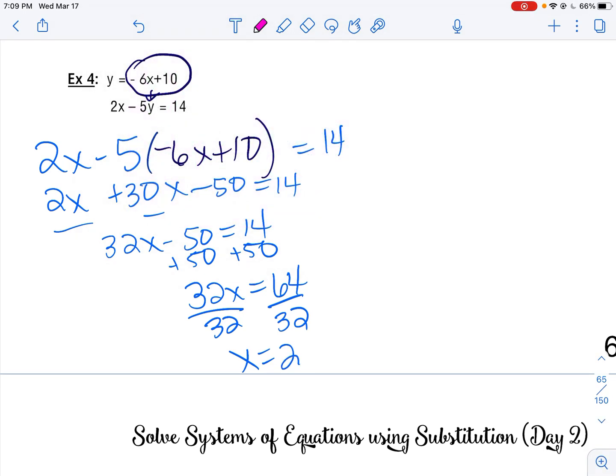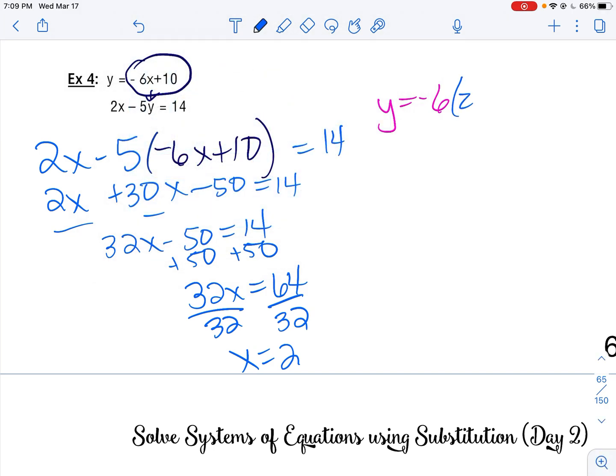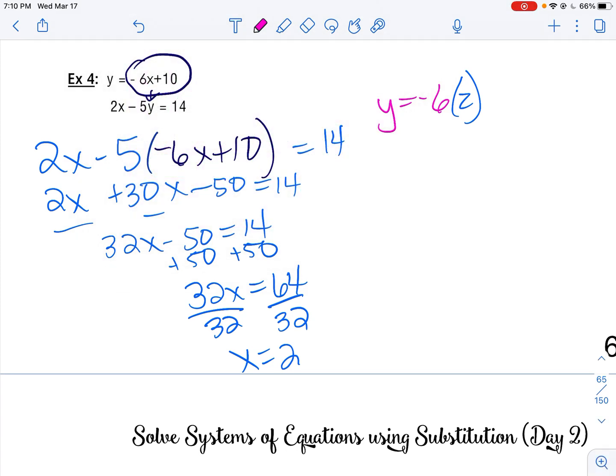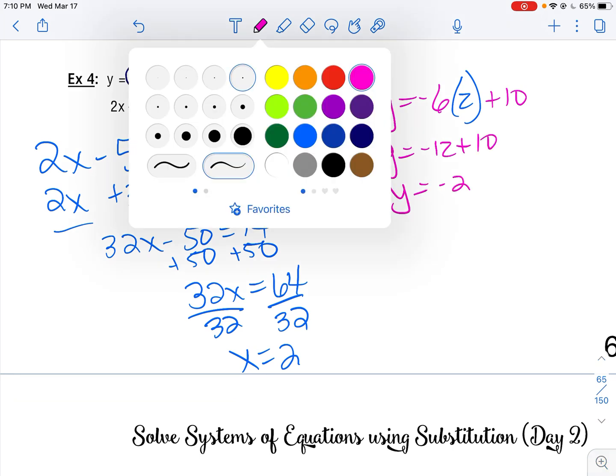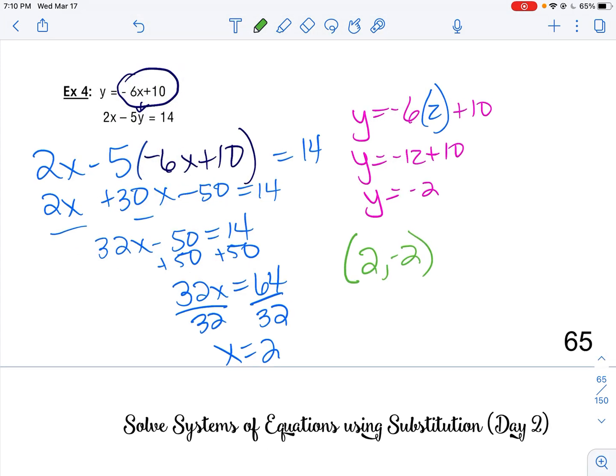And we'll do this color. So the next one, I'm going to take y equals -6. Plug in the 2. And plus 10. So y equals -12 plus 10. Y equals -2. So my point is 2, -2.